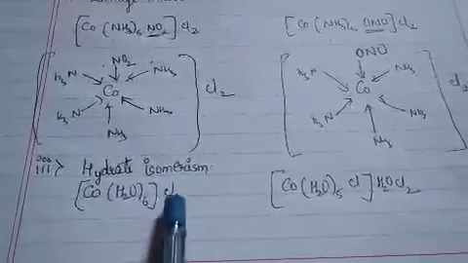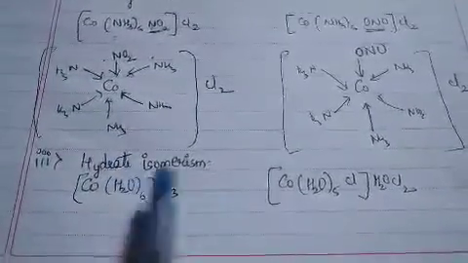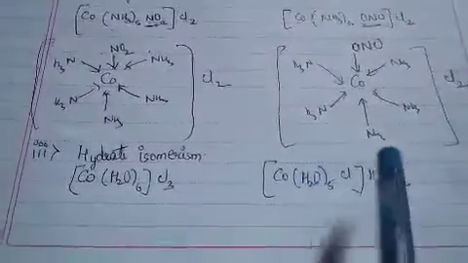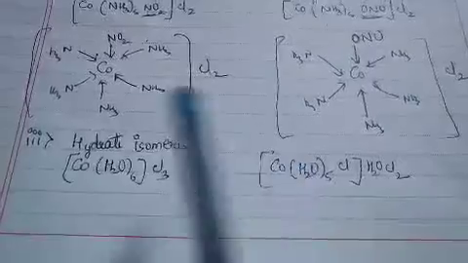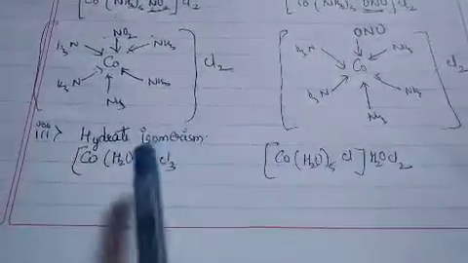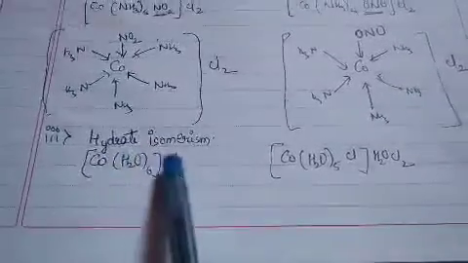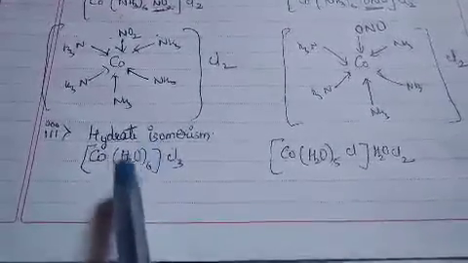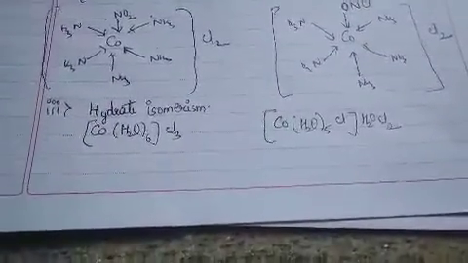In the first case, 6 water molecules are acting as the ligands, whereas in the second case, 5 water molecules are acting as the ligands along with the chlorine. Able to understand? So two or more complexes have the same molecular formula but differ in the number of water molecules acting as ligands, or contain different numbers of water of hydration. So this is called what? Hydrate isomerism.